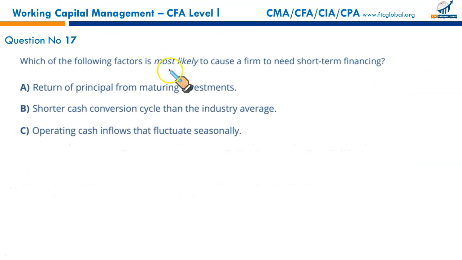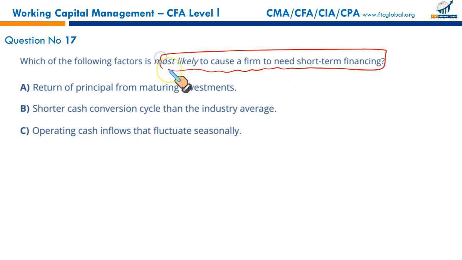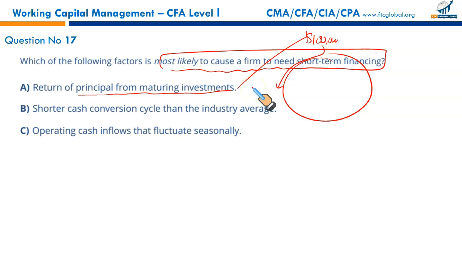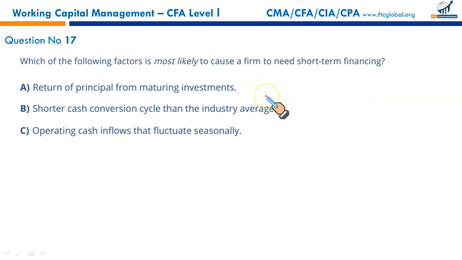Which of the following factors is most likely to cause a firm to need short-term financing? In which of these cases would we need short-term financing? A. Return of principal from maturing investments. We had made some investment of $100 million in some bonds. Now the money is being returned. The principal is being paid back. We have significant liquidity, no problem at all. When your principal investment is being returned, you have sufficient liquidity. We don't find any problem here.